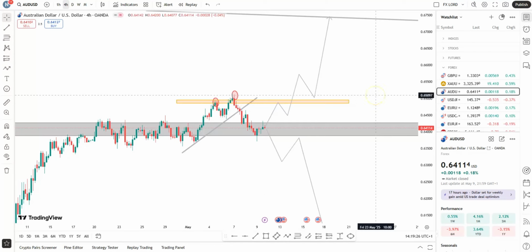So that is that for AUD USD, and we are going to be moving to the next pair, which is the XAU USD.